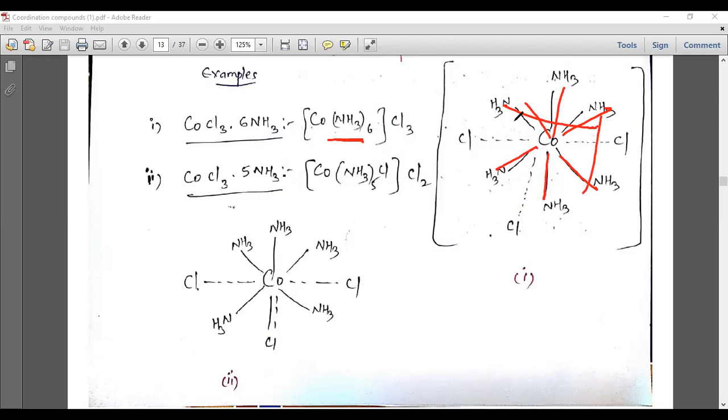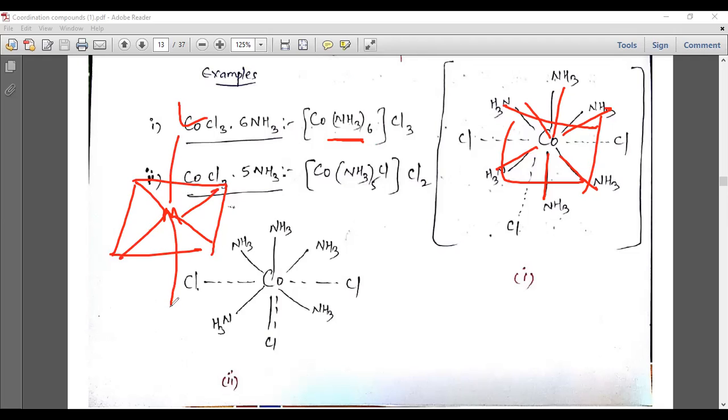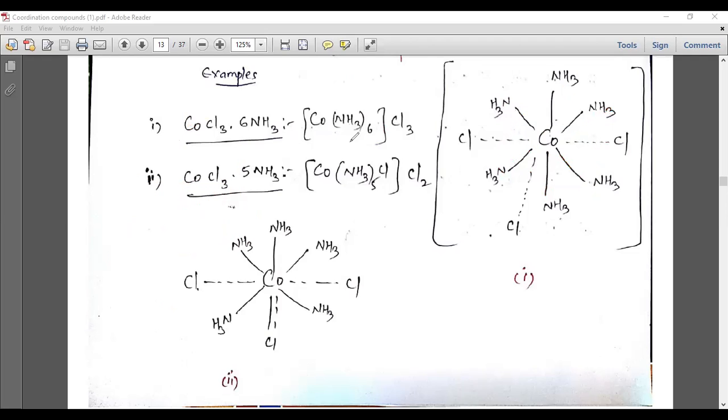So the geometry will be like this. You know that the octahedral will be like this: there is a central metal ion, ligands like this, and one ligand above and one ligand below. This is our octahedral structure. So the geometry of this particular complex, this octahedral, is decided by the 6 ammonia ligands, but not by the chlorines. The chlorines are simply polar, they are ionic.